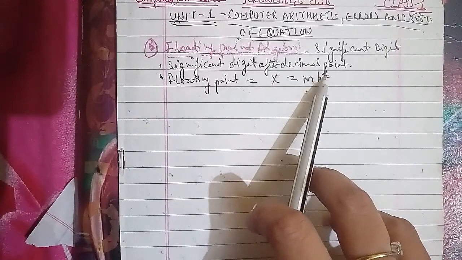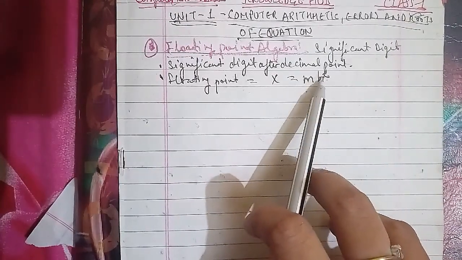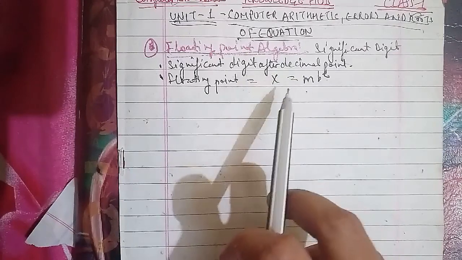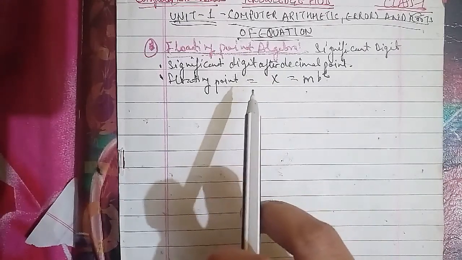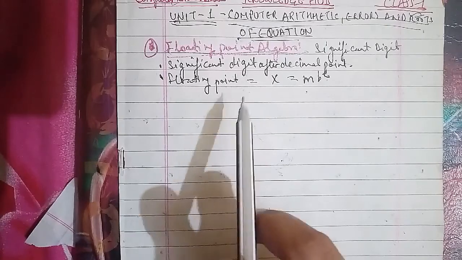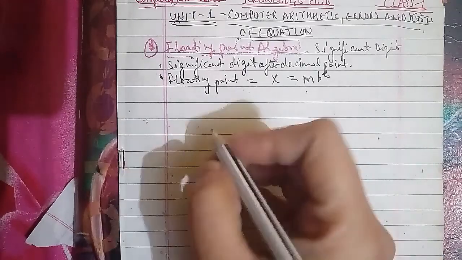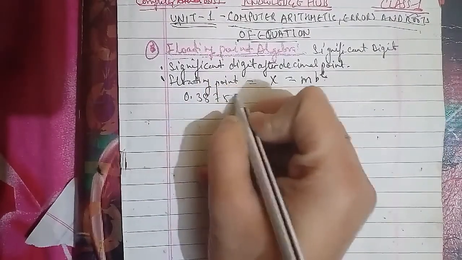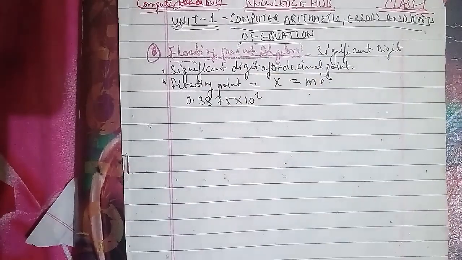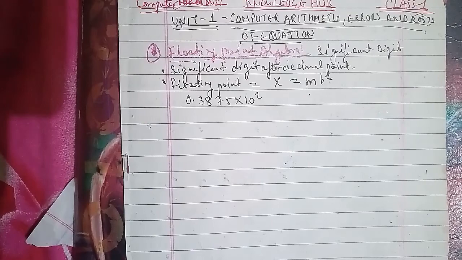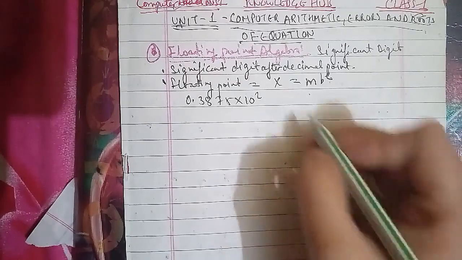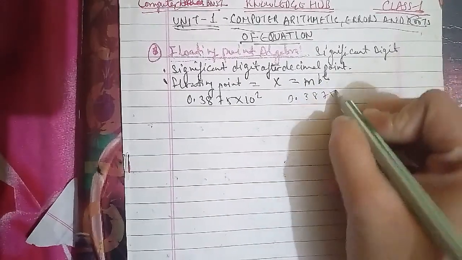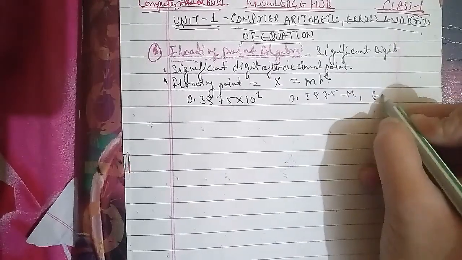It has a mantissa. I will represent it as well. Suppose your number is 0.3875 × 10^2. For this, 0.3875 is your mantissa, and the exponent is 2. The base of that number is 10, which is the decimal number system. So you have to consider it here.